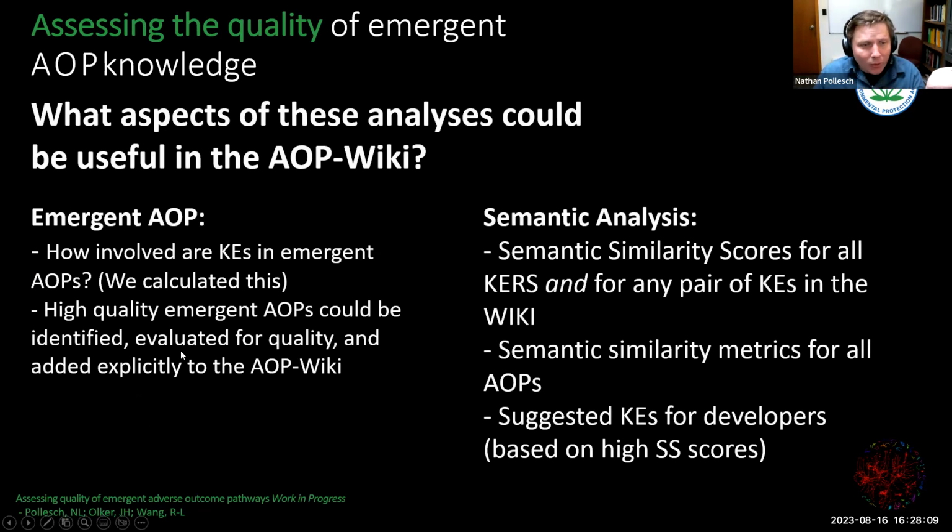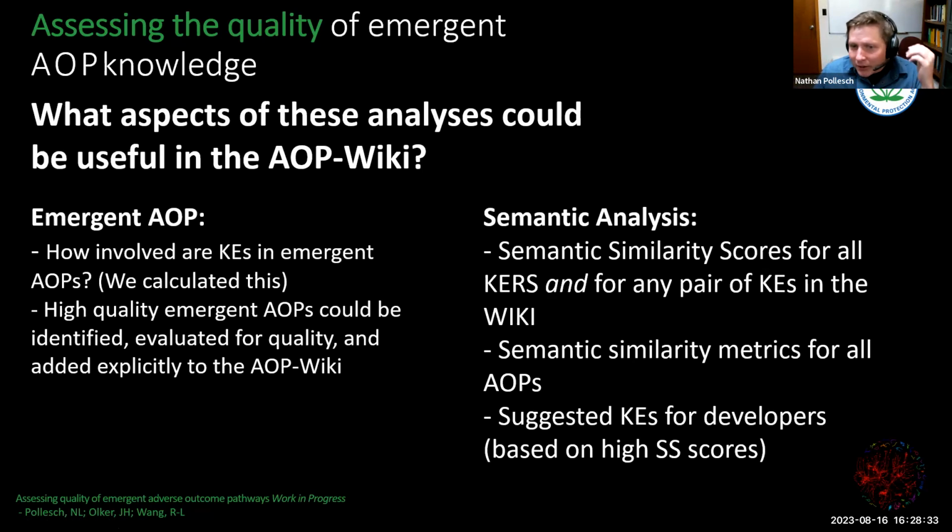You've got high quality ones from the Emergent AOPs. If we can identify and come up with methods to identify the high quality ones and verify that they're providing useful information, this is something that could just be explicitly added to the AOP wiki. And again, if there's 20 Emergent AOPs for every regular expert AOP that's existing in the AOP wiki, there's a potential for a lot of information.